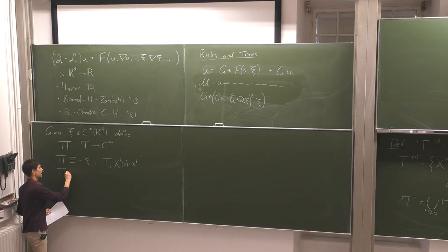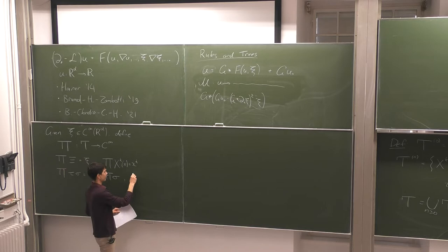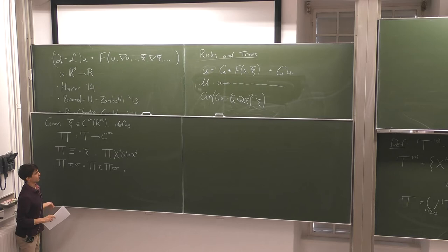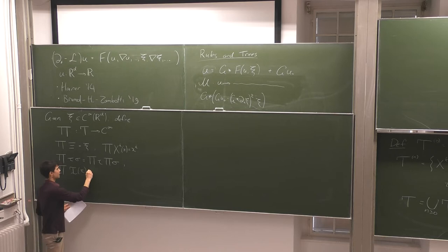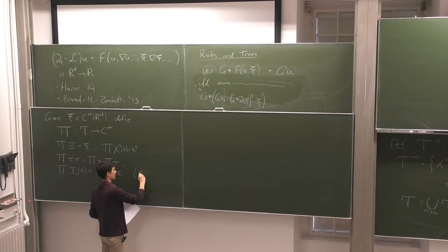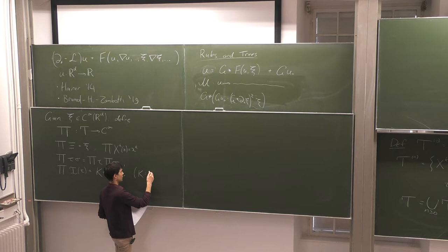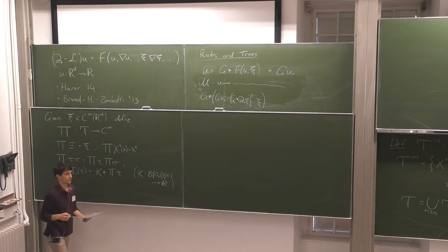So if I have two symbols, tau and sigma, then this is going to be pi tau times pi sigma. And then the last two things I need to tell you is what to do with I of a tree tau. Then this is going to be k convolved with pi of tau, and think of k as, at this stage, an arbitrary kernel of sufficient integrability. So let's say it goes from the unit ball minus zero into R. It's a smooth function on the set, which is integrable. So this is actually exactly the k that appeared in Lorenzo's talk before.